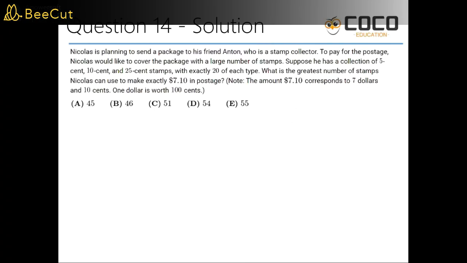Question 14. So in this collection, we have 20 5-cent coins, 20 10-cent coins, and 20 25-cent coins. Oh, sorry, these are stamps. So let's get the total value first. Total value of all the stamps. That's 20 times 5 cent plus 10 cent plus 25 cent. So altogether it is 800 cents.